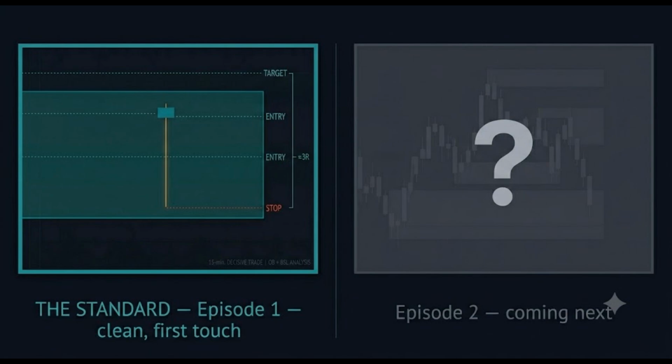This is what a clean trigger looks like. First touch, no hesitation. Both validation rules pass without ambiguity. Hold this image in your mind. It's the standard the rest of this series will be measured against, because not every drop-down looks like this. In episode 2, the first candle into the zone will look almost identical to this one, and it won't qualify. You'll watch the same patience applied to a setup that takes 2 attempts instead of 1.